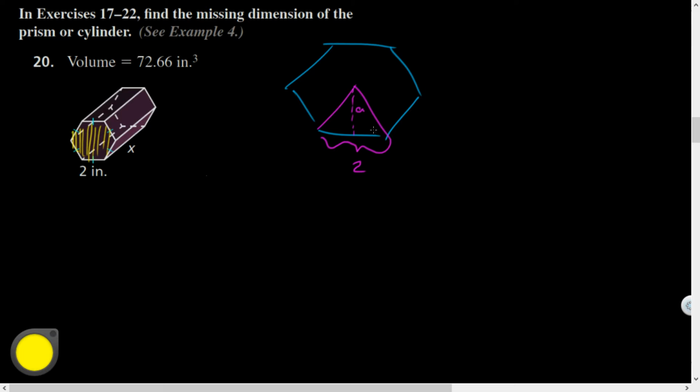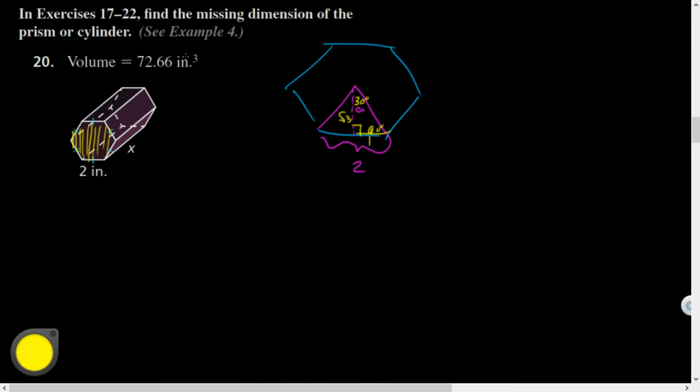So here is 2. This entire angle is 60 degrees. This would be 30 degrees. Therefore, this is 1. It's half of 2. And multiplied by the square root of 3 in a 30, 60, 90, 1 square root of 3. You could have also used cosine and all of its friends. Tangent actually would be the one I would have used to figure that out. So the apothem is the square root of 3, which is about 1.73.